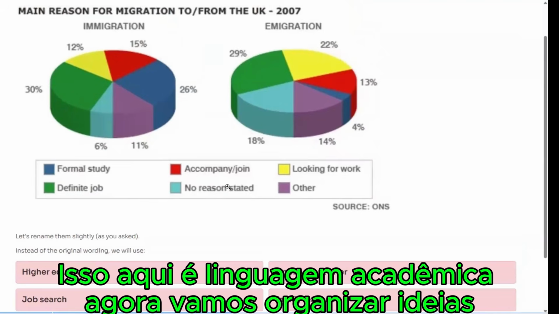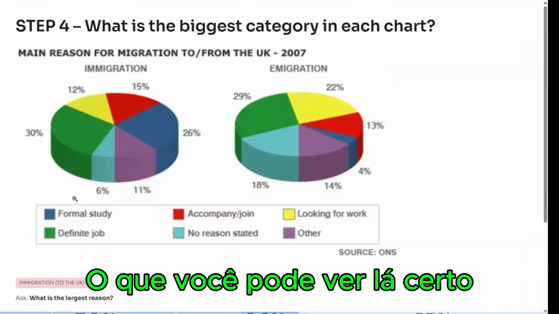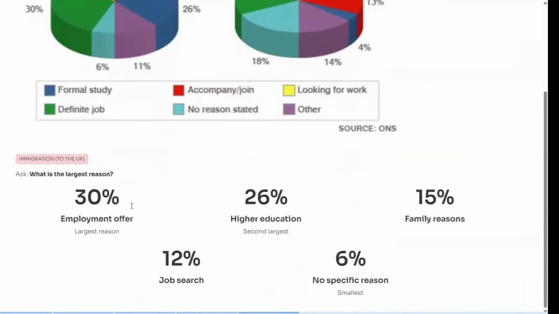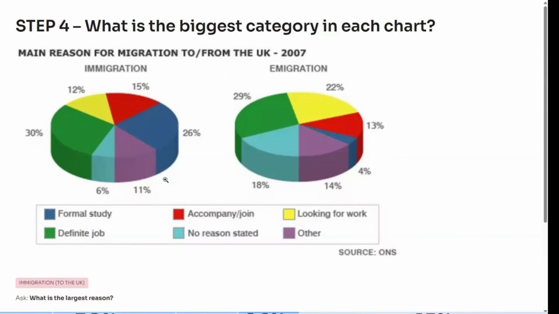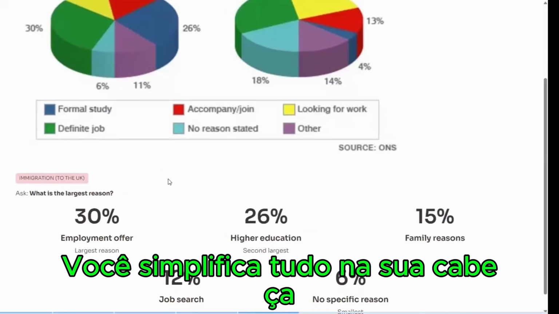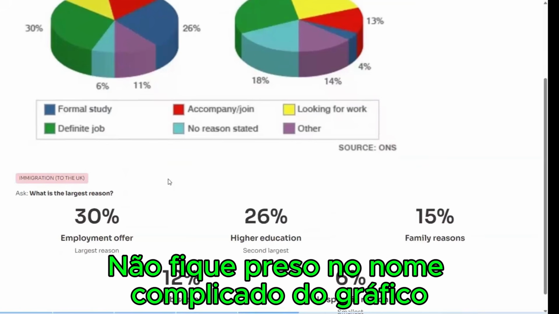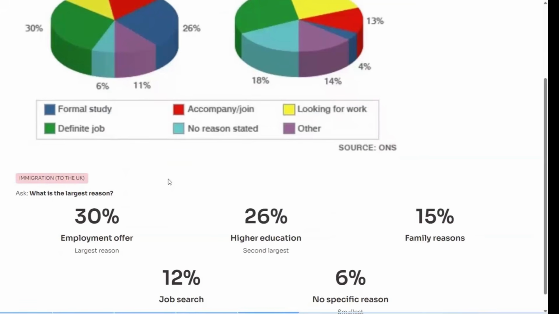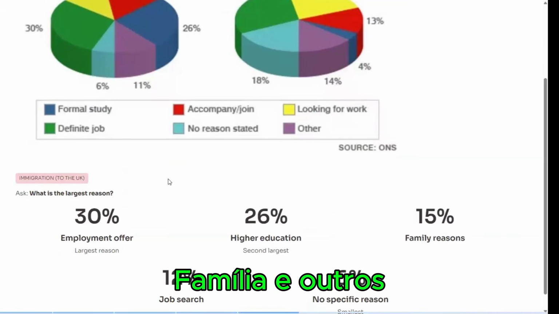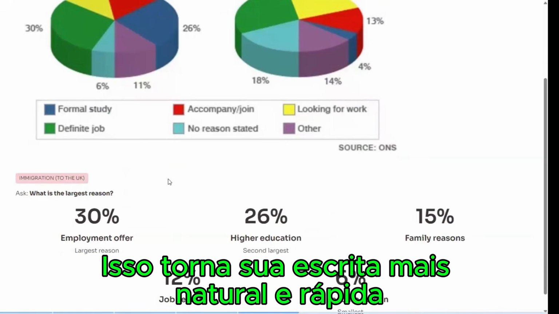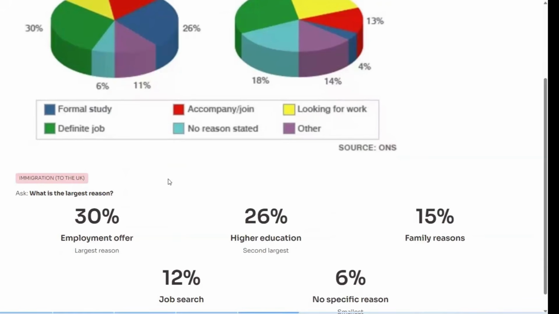Now let's organize ideas. What can you see there? Education, employment, job search, family, no reason, other. What do you really see? You simplify everything in your head. Don't get stuck on the complicated name of the chart. You organize it mentally: study, work, job search, family, and others. This makes your writing more natural and faster.